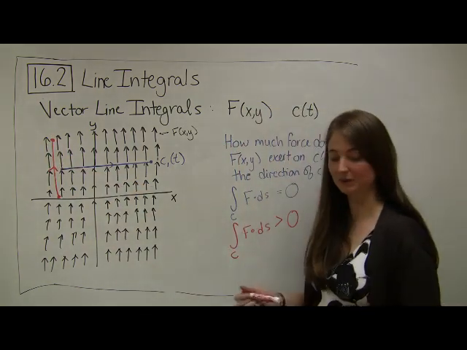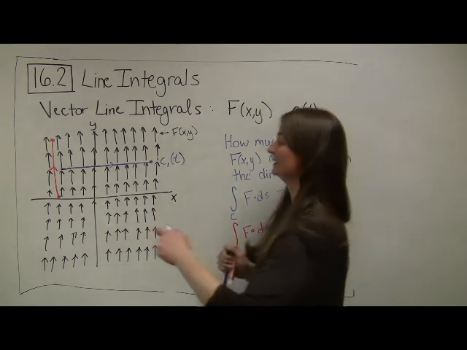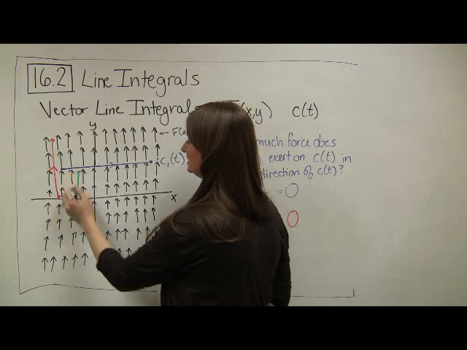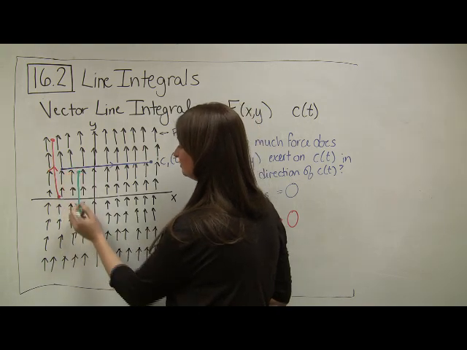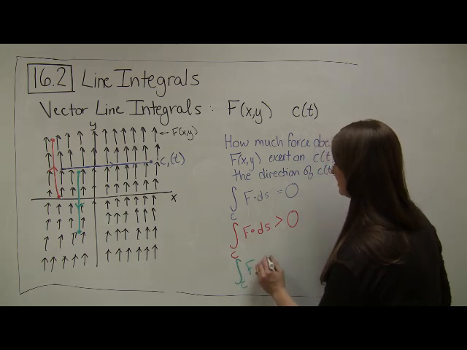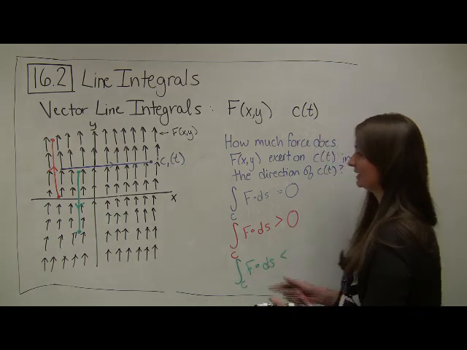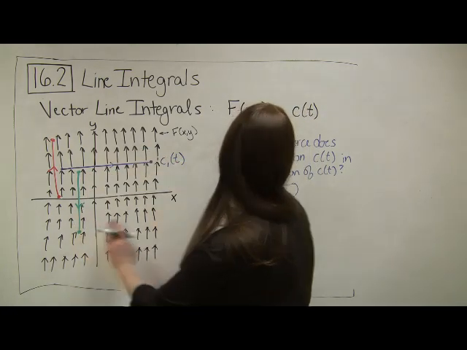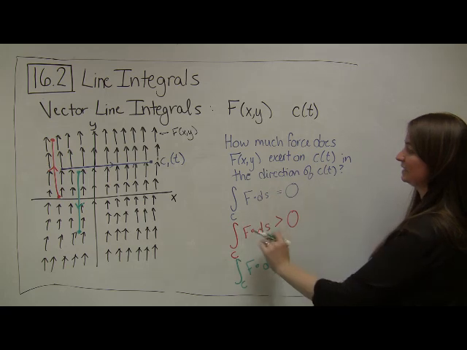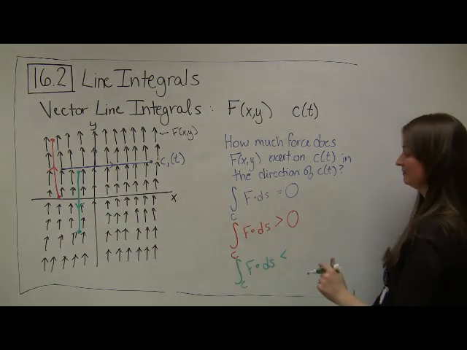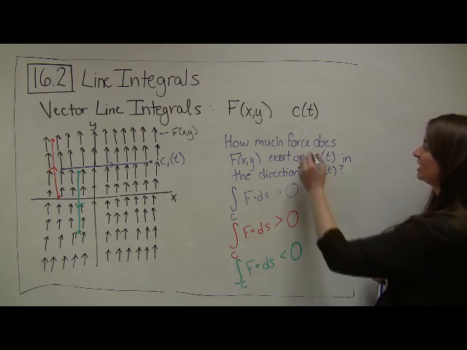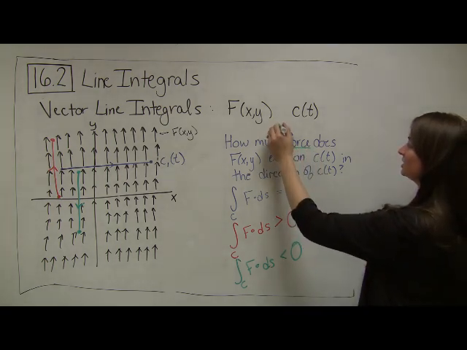Conversely, maybe I'll write this as my green path. Let's say my green path started up here and went downwards. We see that I'm constantly working against my vector field. And so if I'm working against my vector field, it means that the amount of force that's being exerted, or the amount of work that's being done as I travel along this path by the vector field, is going to be less than 0.